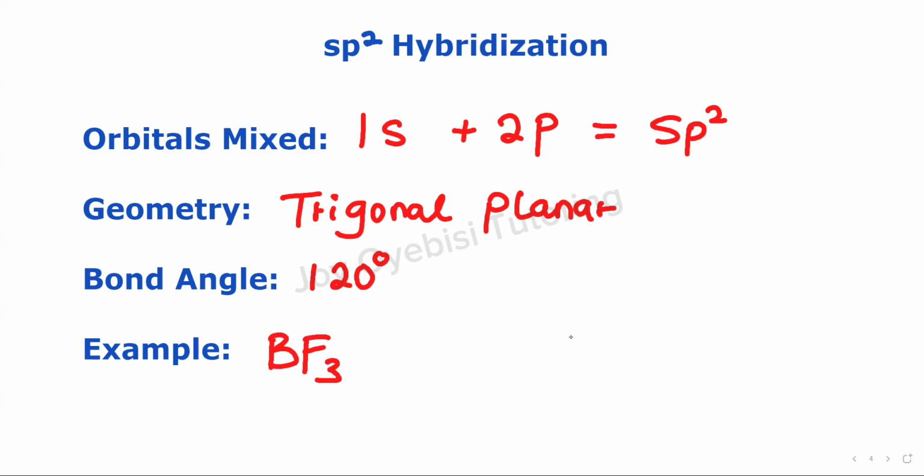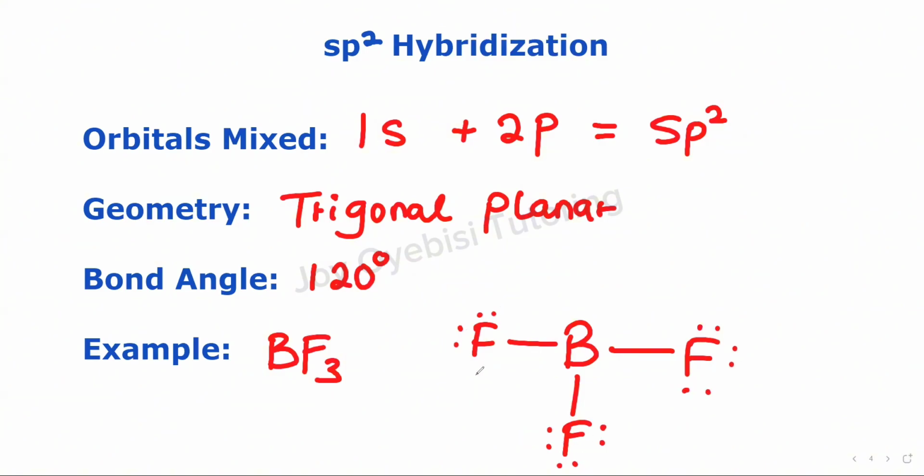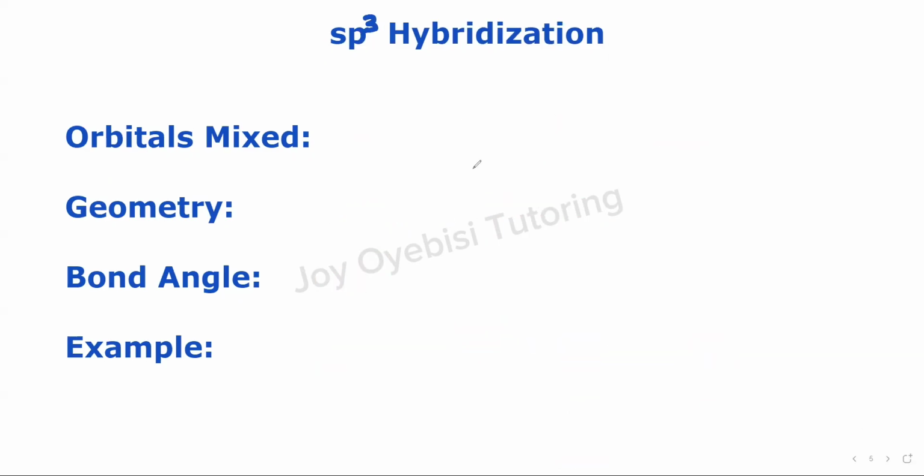Okay, boron as the central atom with 3 of the fluorines attached to it. And to complete the Lewis structure, we have the electrons attached. So we're not working on Lewis structures, but this is a typical example of the structure that will have trigonal planar as its geometry and that will have sp2 hybridization. The next hybridization is the sp3 hybridization.